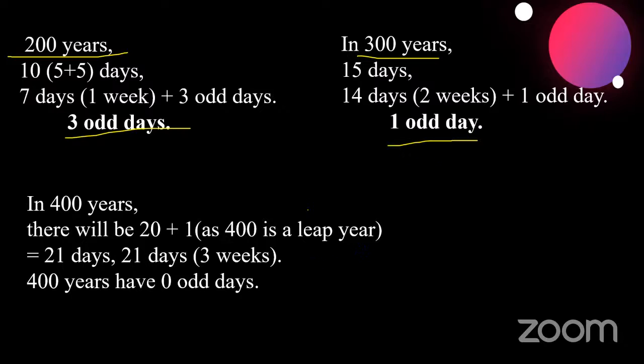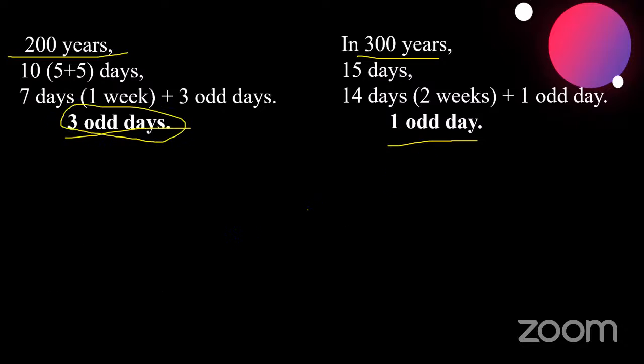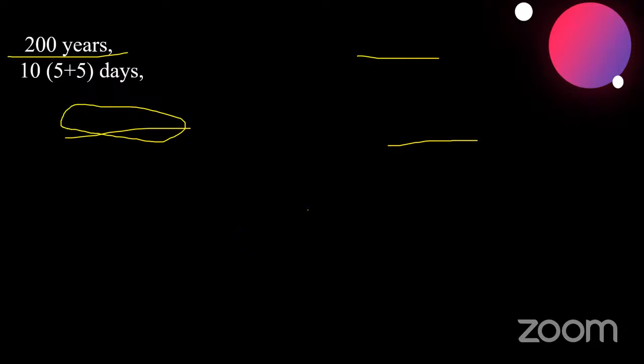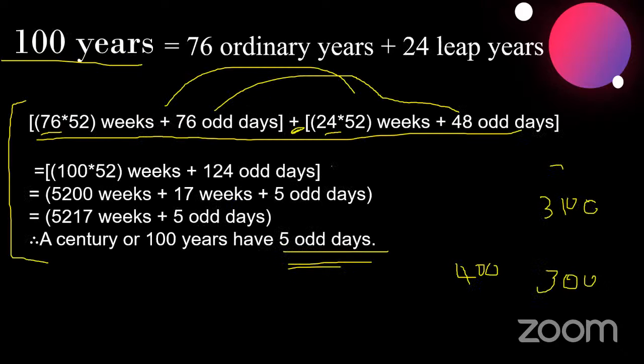Okay? But you want to know how this 3 odd days and 5 odd days came in these years, right? That is why this explanation. Okay? Is this clear? You should know the reason why we are looking at this. And also maybe in your question they may ask what is there in 300 years, then you should know.